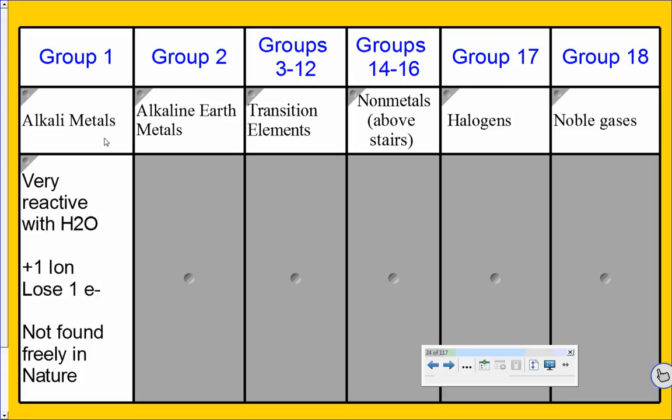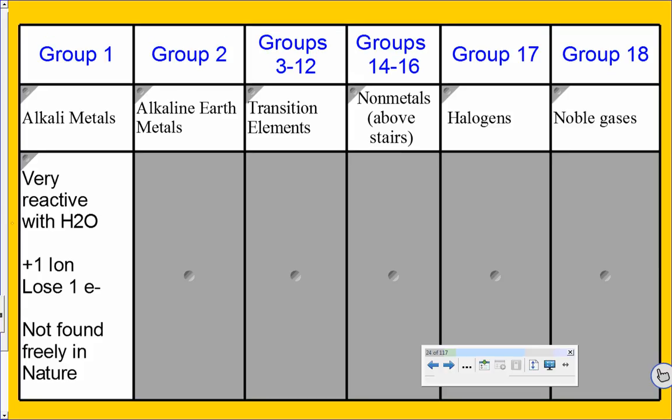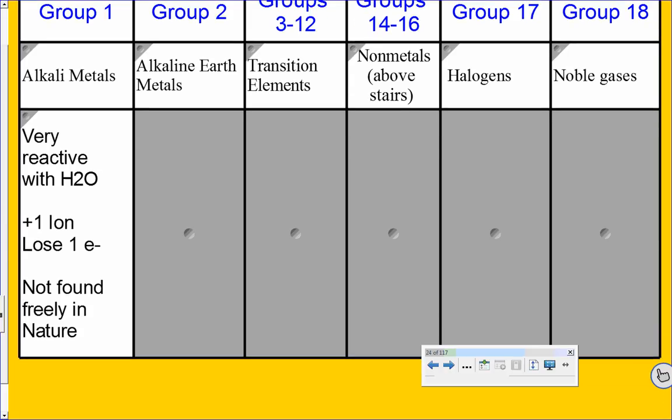So some properties that you need to know about Group 1, alkali metals. They're very reactive with water. As you already know, in terms of a chemical property, they lose one electron to form a positive 1 ion. They're extremely reactive, so they're not found freely in nature.